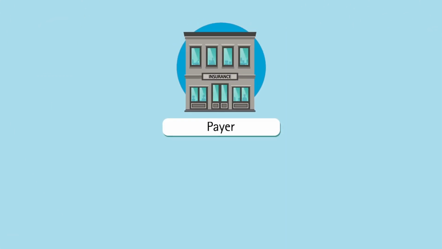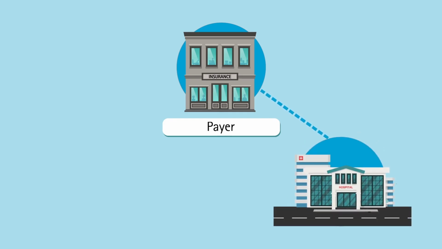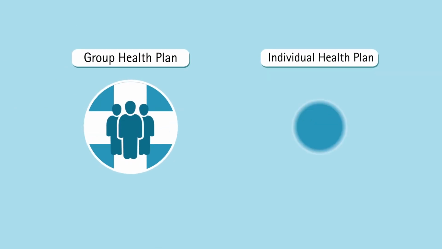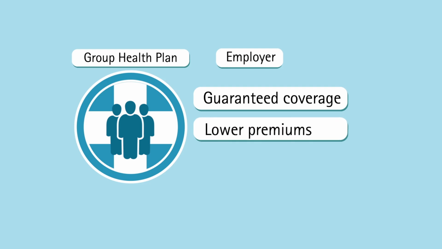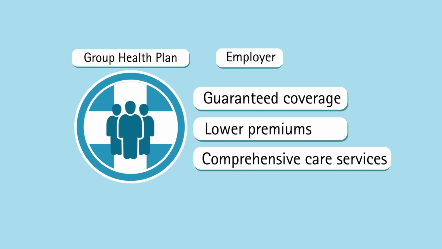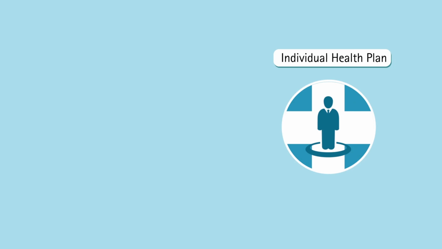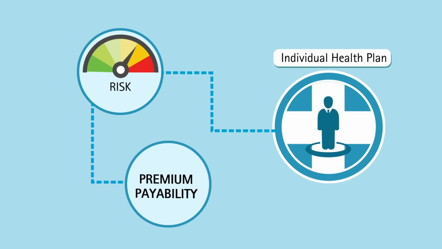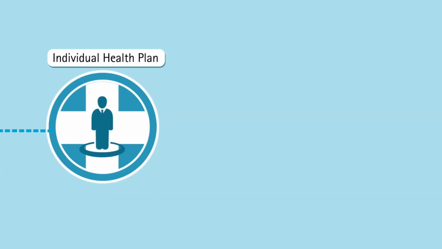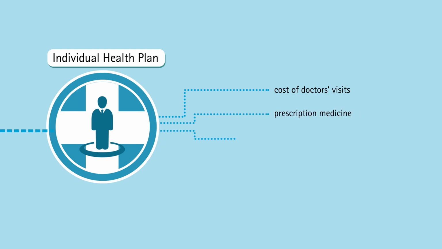Health insurers provide reimbursements to care providers for the care administered for their members. A person can take a group health plan or individual health plan. Group plan is normally through the employer and has certain advantages like guaranteed coverage, lower premiums, and comprehensive care services. Whereas, in an individual plan, the benefits are tailored as per the risk rating of the person and premium payability. The plan usually includes a portion of the cost of doctor's visits, prescription medicine, hospital charges, ER visits, and more.